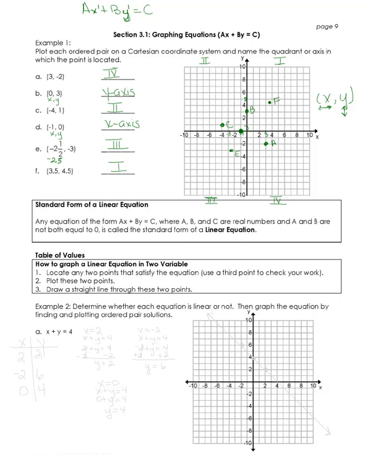So how are we going to do this? For example, 2a, we have the equation x + y = 4. Well, we're going to create a table of values. How to graph a linear equation in 2 variables: locate any 2 points that satisfy the equation. Use a third point to check your work. Plot these 2 points. Draw a straight line through these 2 points. Okay? And I'll repeat this: 2 points is all you need to make a line. Just 2. When you have a table of values, we do a third point just to double check, but 2 points is all we need. Okay? So here's our table.